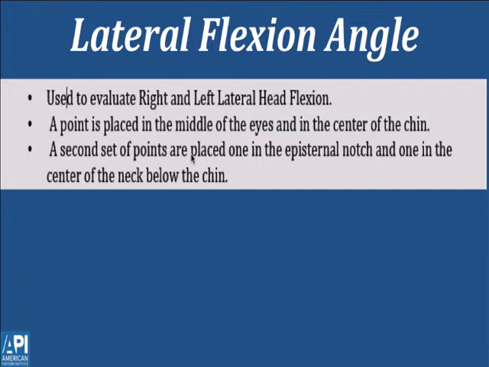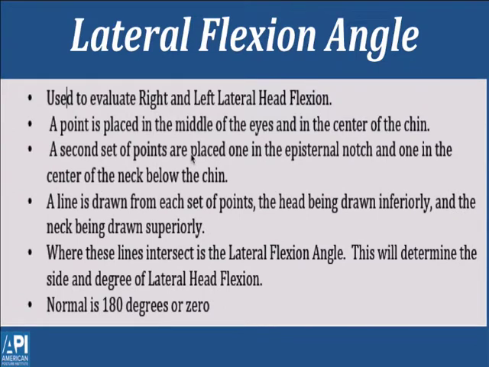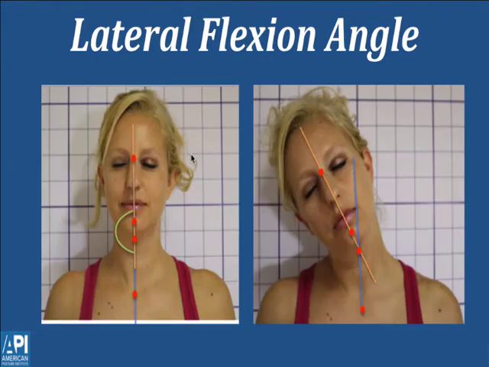How to do this? A point is placed in the middle of the eyes and in the center of the chin. A second set of points are placed, one in the episternal notch and one in the center of the neck and below the chin. A line is drawn from each set of points, the head line being drawn inferiorly and the neck line superiorly. Where these lines intersect is the lateral flexion angle. This will determine the side and degree of lateral head flexion.